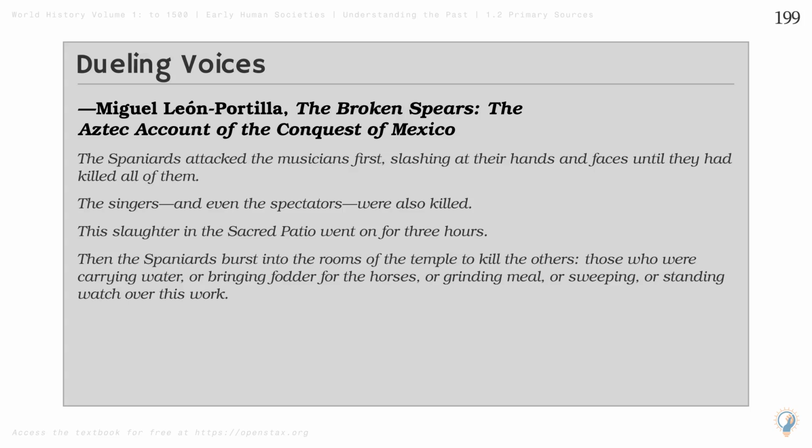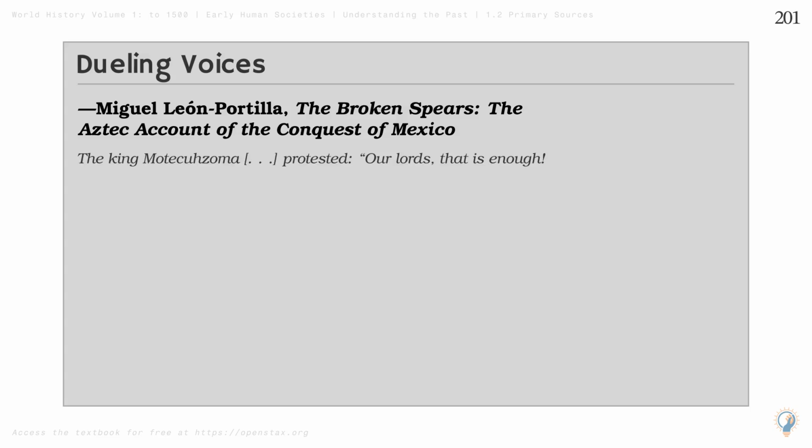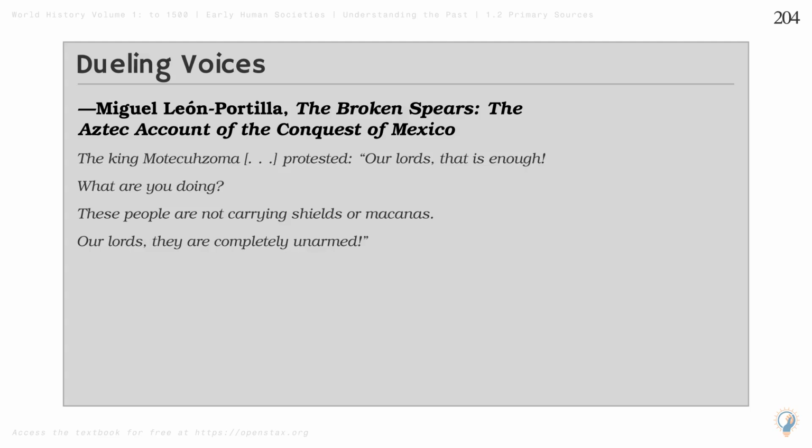Then the Spaniards burst into the rooms of the temple to kill the others, those who were carrying water, or bringing fodder for the horses, or grinding meal, or sweeping, or standing watch over this work. The king Moctezuma protested, "Our lords, that is enough. What are you doing? These people are not carrying shields or macanas. Our lords, they are completely unarmed."